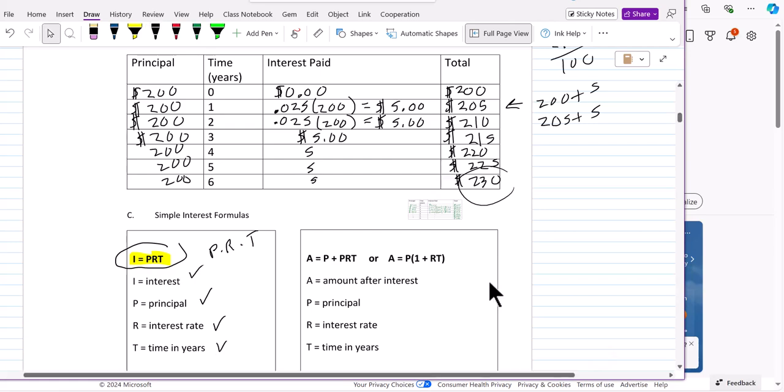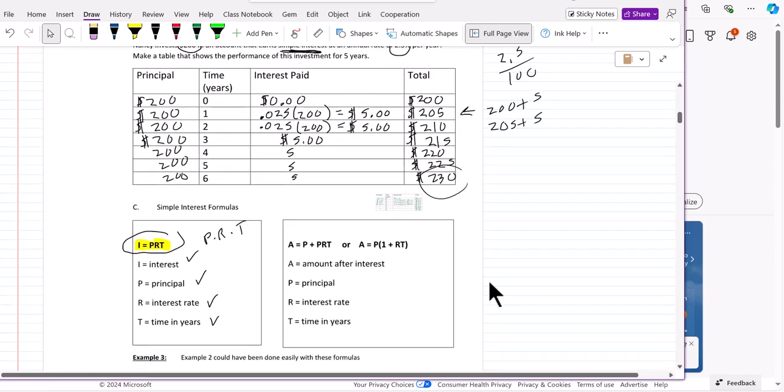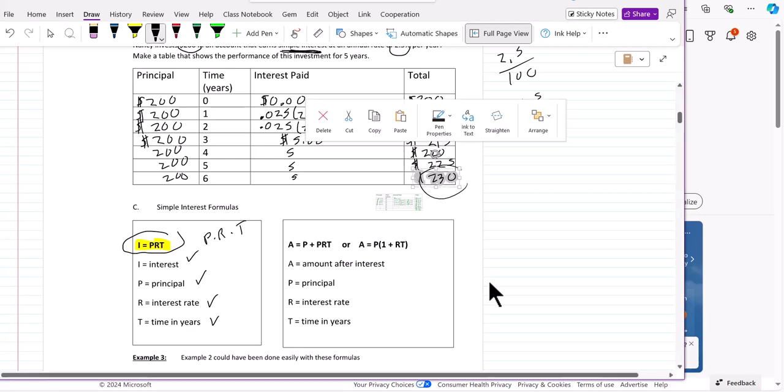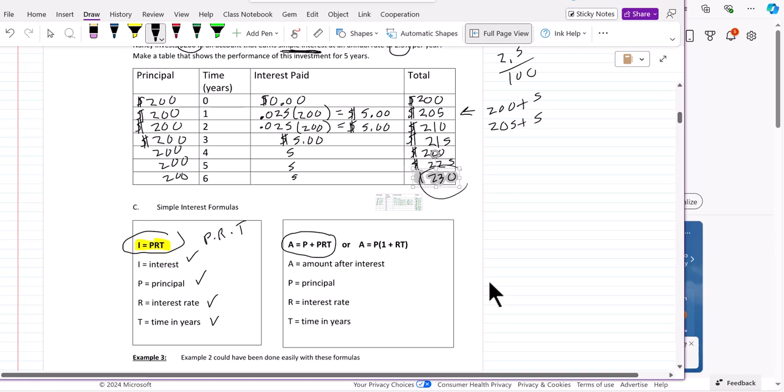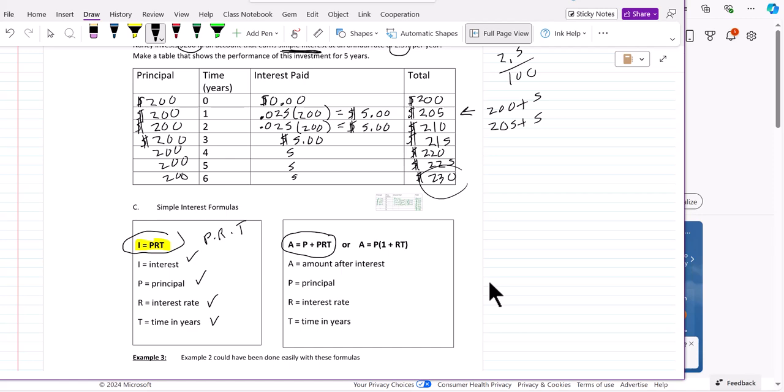So let me use the example I just did, and we'll go down and do these two formulas on example 3 at the bottom. The other thing is, if you want to find the amount after a particular point in time, you can use the formula principal plus the interest.